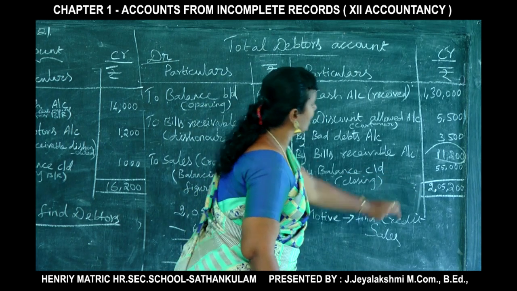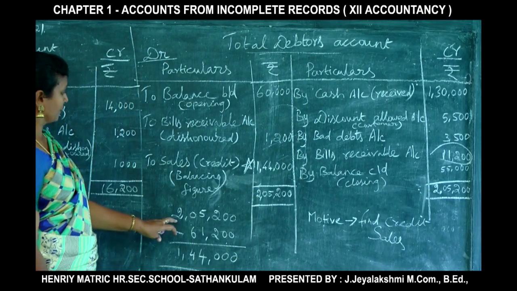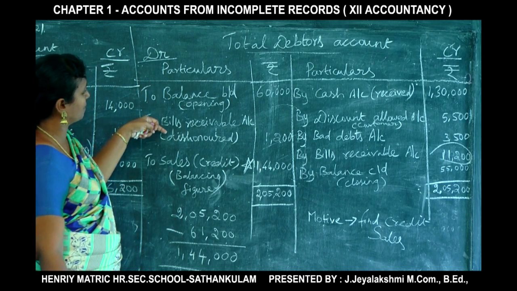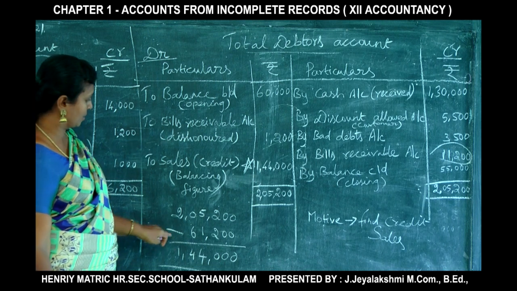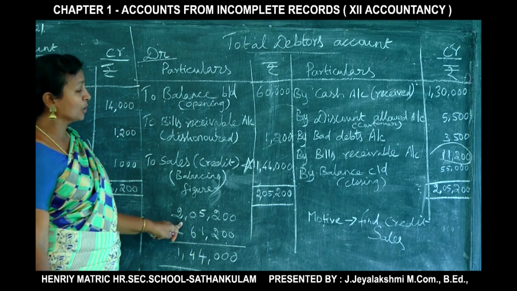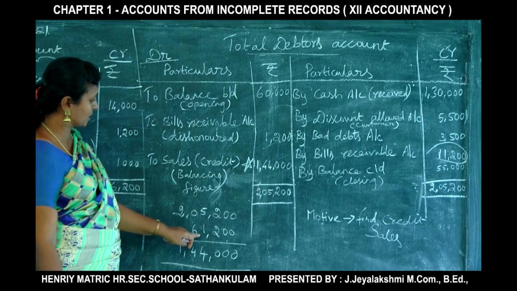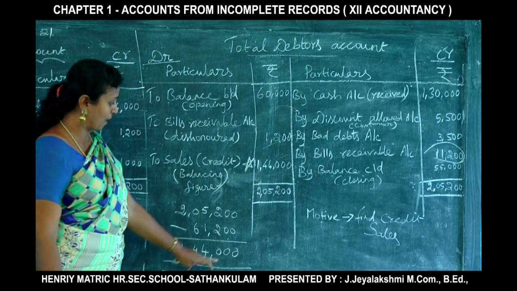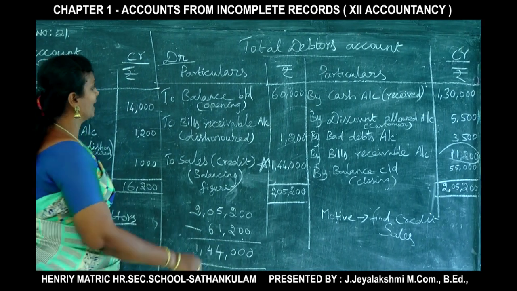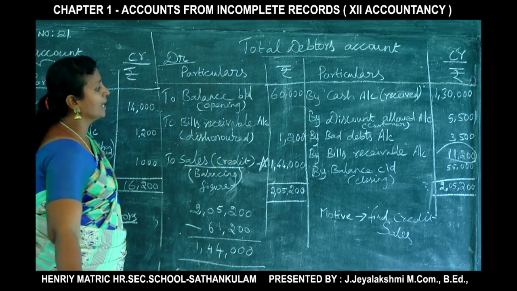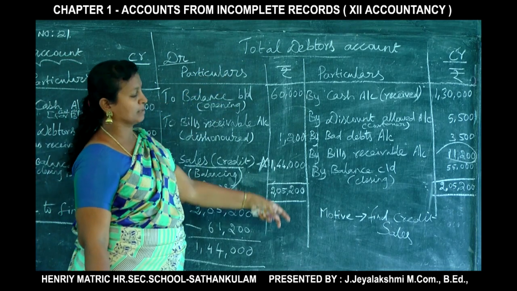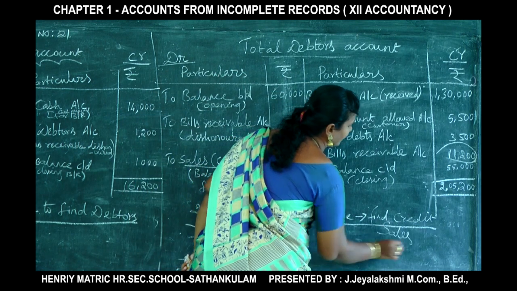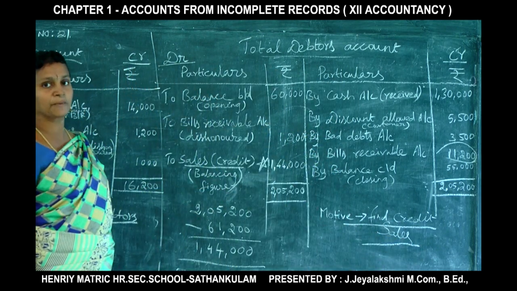Then we get 2,05,200. So we add the closing balance and the bills receivable, and we get 61,200. That amount should be deducted: 2,05,200 minus 61,200. So we get how much? 1,44,200. Okay, so that is the credit sales. The main motive of calculating total debtors is to find the credit sales. To find the credit sales, we are using the debtors account.